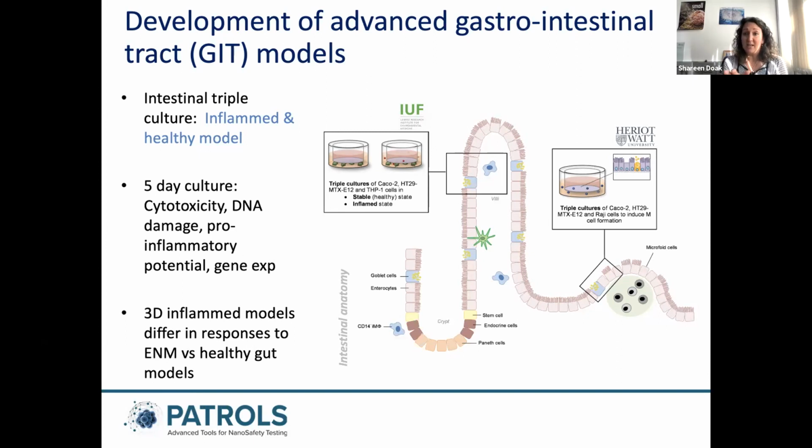Both of the models contained CACO2 and HT29 mucus producing cells, but the difference between these two that are illustrated on the slide here is that this one contained THPs and could be cultured in both a stable versus an inflamed state to give an indication again of the response in a disease-based situation. And then we also had a model that incorporated Raji cells representing M cell formation.